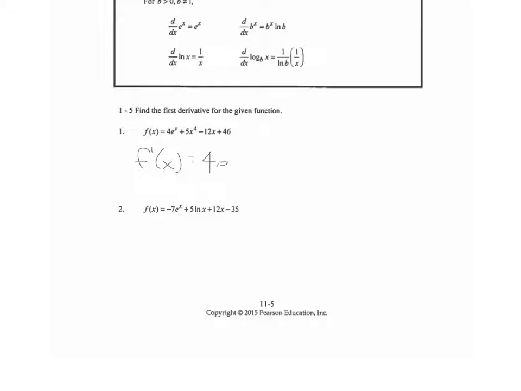So it's 4 times e to the x plus, now can you differentiate 5x to the 4th? What does that become? 20x cubed. Very good. How do you differentiate minus 12x?